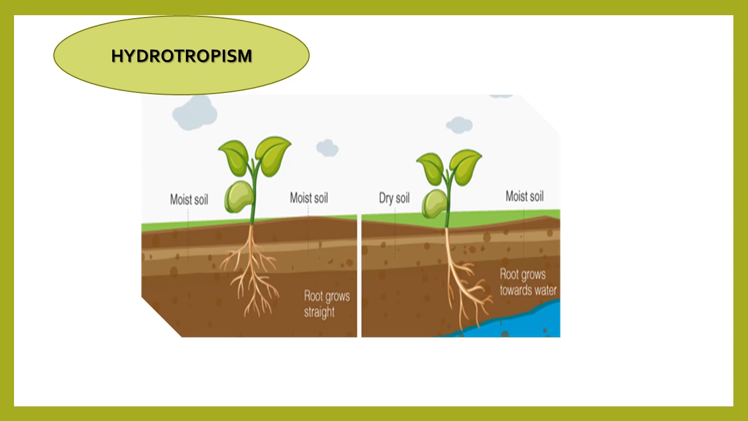Hydrotropism, towards the water. Whenever we keep water, the roots grow towards the water. Okay, so here roots are positively hydrotropic. There is also chemotropism, chemical movement.